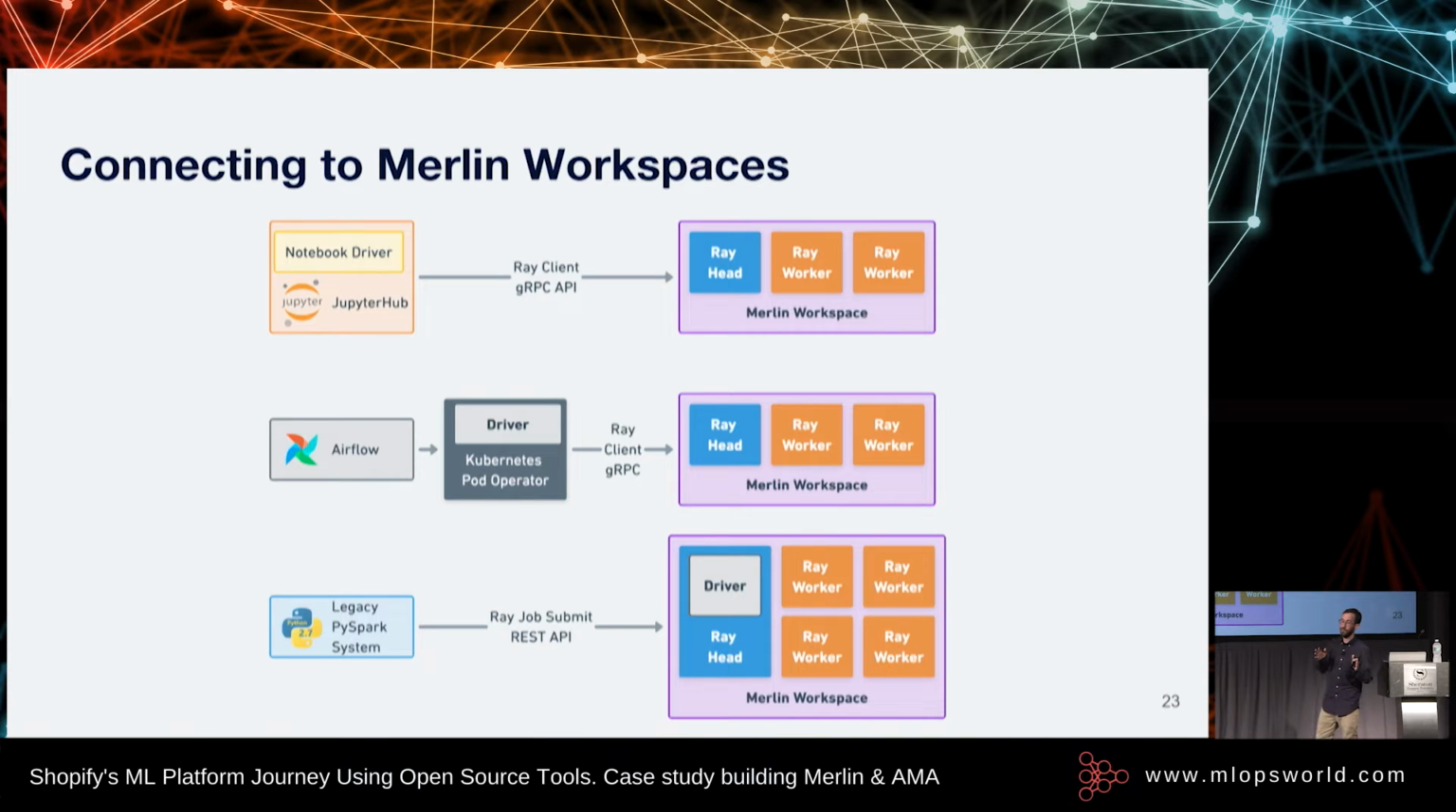Once we have our Merlin workspace up and running, there are different ways to connect to it and to run different Ray jobs from different clients. For example, if a user works from a Jupyter Hub and a Jupyter Notebook, the driver that they're running basically runs on their notebook. That notebook can connect to a remote Ray cluster over gRPC and use the Ray Client API to run and distribute different work.